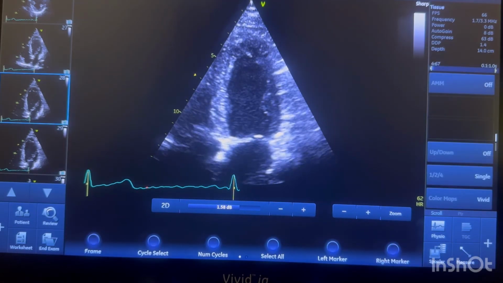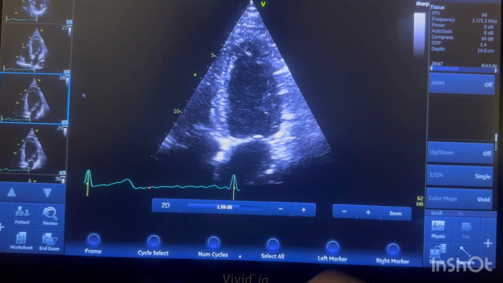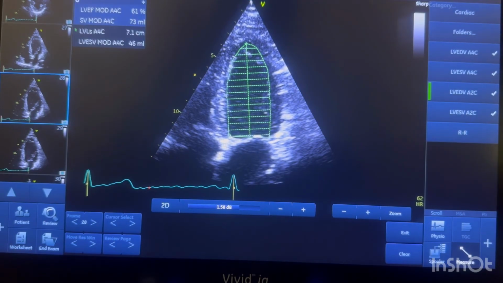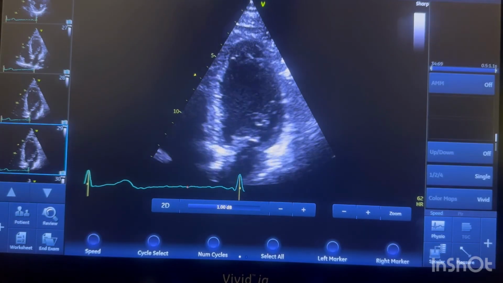Now you do the same in your systole. You go at the end of the T wave, just before the opening of the mitral valve, and you trace this one as well. So that's it. You get your LV 4-chamber diastole and systole, and you get an LVEF of 61% in the 4-chamber view.